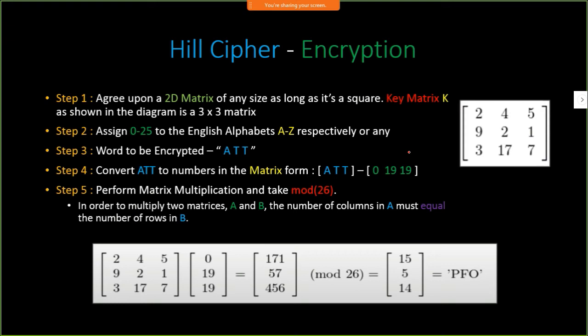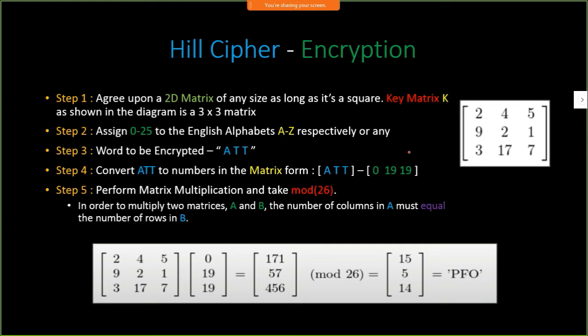So, what is the Hill cipher encryption? There are some steps. Step 1: Agree upon a 2D matrix of any size, as long as it's a square. So we all know that in the square matrix, the key of the matrix is shown as the key, and it's the diagram of a 3 by 3 matrix.